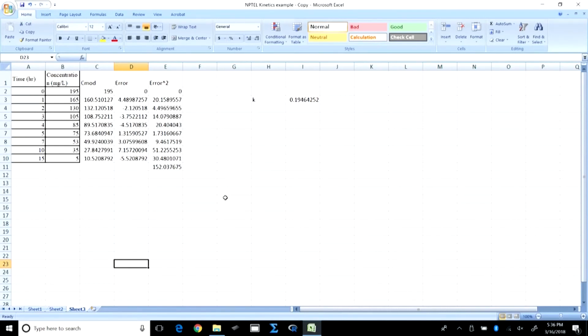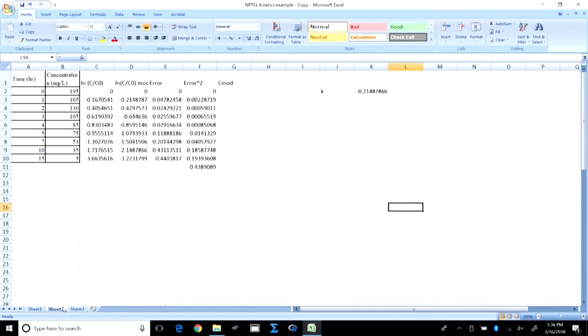For example, here we have two rate constants, 0.21 and 0.19, and which one would you choose now? For that, obviously you are going to look at the model which will give you the least sum of squared errors. So let us look at the sum of squared errors for this. I believe sheet 3 corresponds to the non-linearized model. So here k was 0.194 and the sum of squared errors was 152.